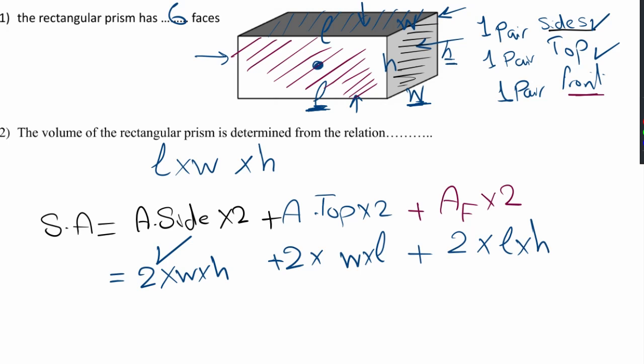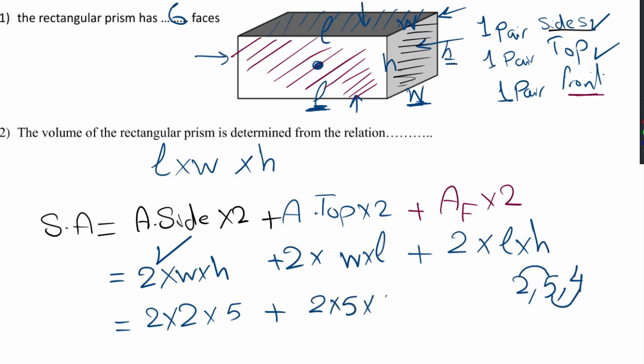So for example, if you have a rectangular prism with the dimensions 2, 5 and 4, simply you can multiply 2 times 5 times 2, the first with the second, plus the second with the third, 2 times 5 times 4, plus the first with the third, 2 times 2 times 4, and make your calculation. And this is the surface area of the rectangular prism. Let's see some examples.